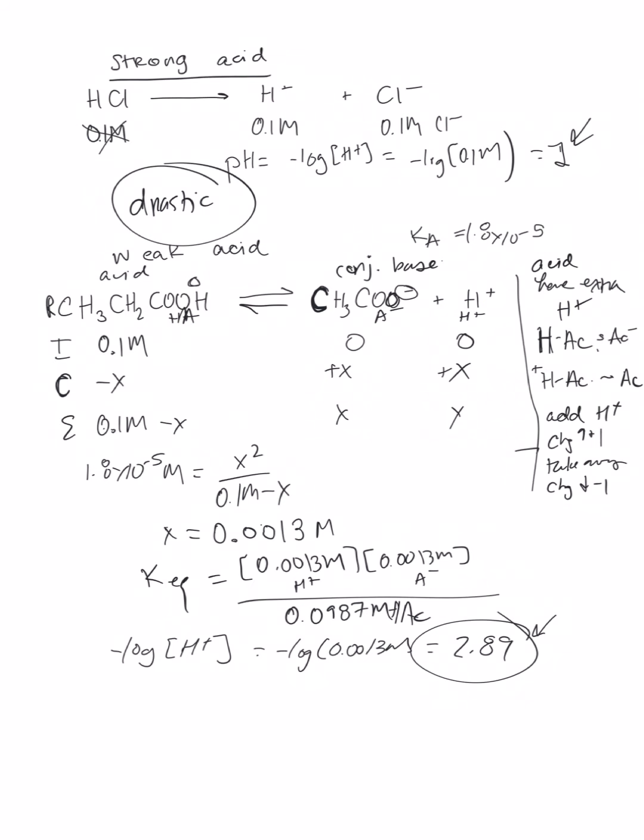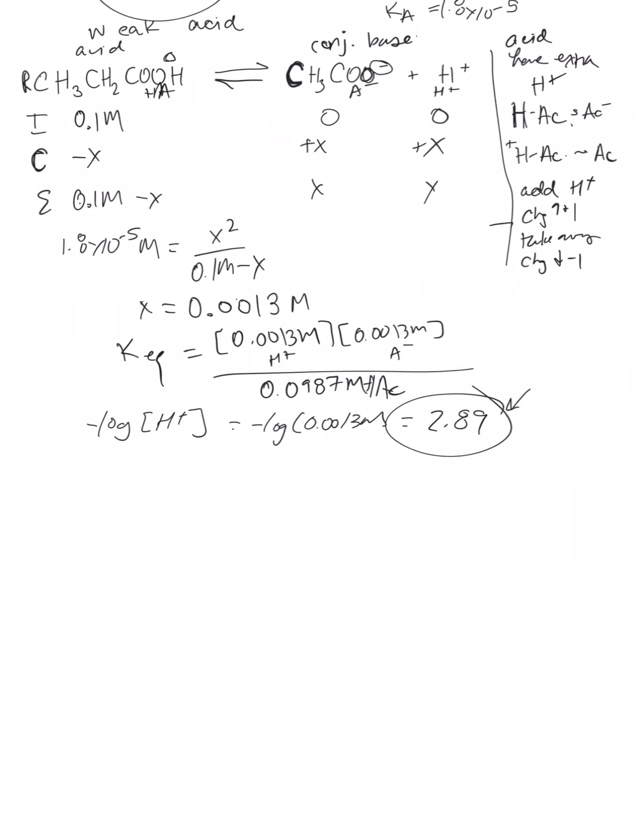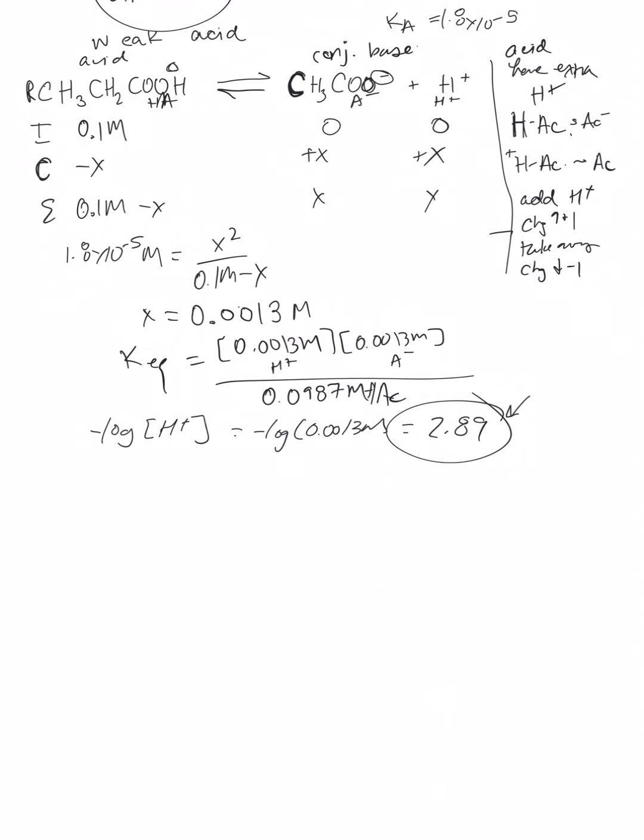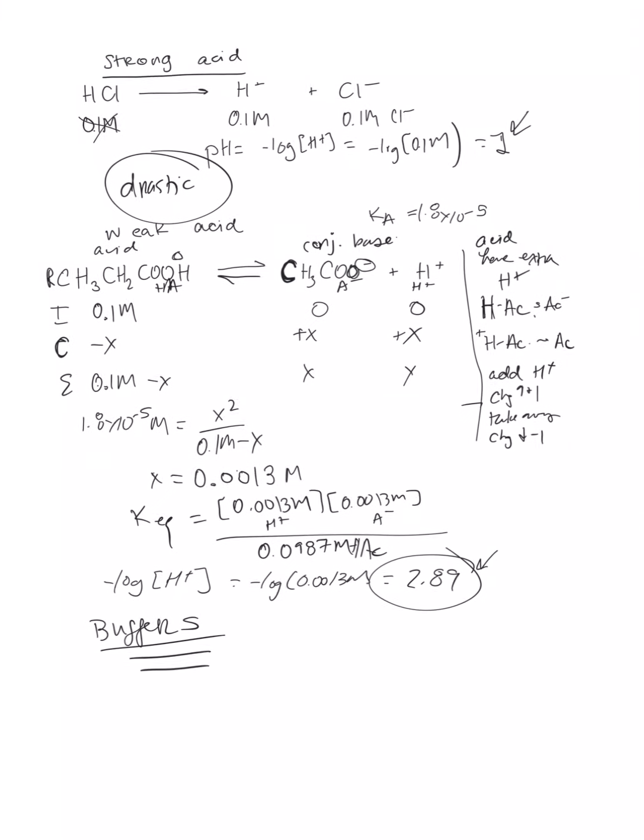Why is this the case? You may be wondering, Dr. GB, you already hammered this in. We know weak acids don't dissociate all the way. The reason why this happens is because weak acids can act as buffers. What do I mean by that? Well, let's consider a scenario.